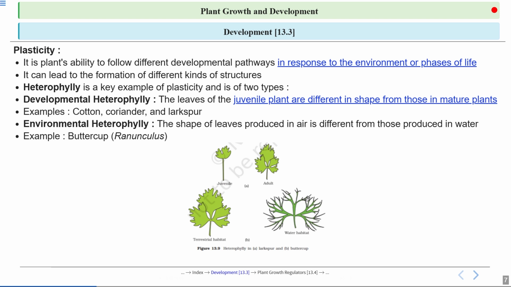The figure B is showing the two plants, the one that is growing on the land, that is the buttercup, Ranunculus, belongs to the family Ranunculaceae. And you can see when the plant is growing on the land, what type of leaf is it having? The B figure, the first one, terrestrial habitat. And the plant, when it is grown in the water, shallow water, shows the leaf very dissected type because the water current passes by it.